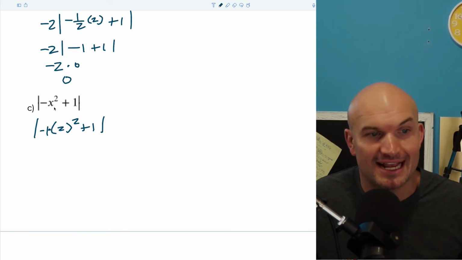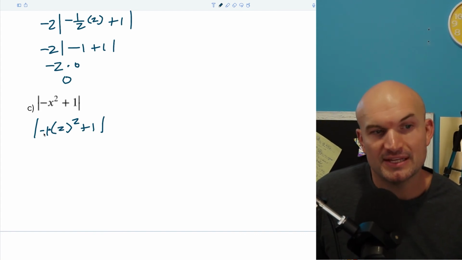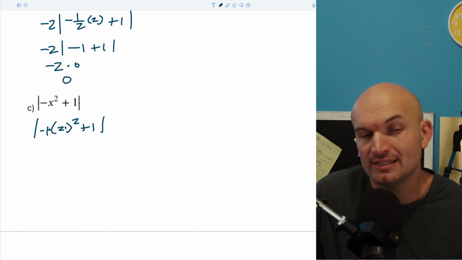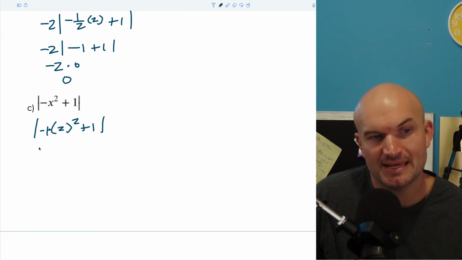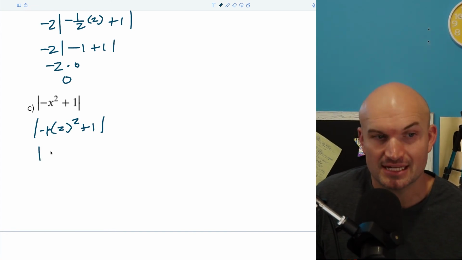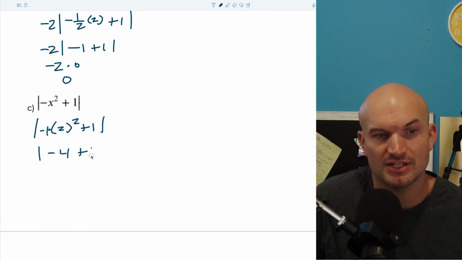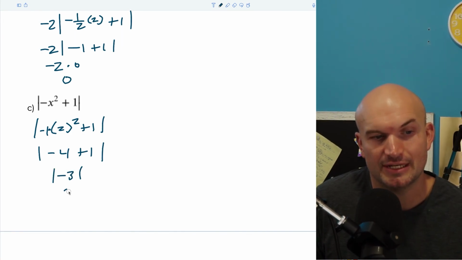We're not squaring a negative 2. The only thing that's being squared is the x. So when I plugged in a 2, only the 2 is being squared. So this is going to be a negative 1 times a 2 squared. Well, that's going to be a 4. So that's going to be a negative 4 plus 1. And a negative 4 plus 1 is going to be a negative 3. And that's just going to equal a positive 3.